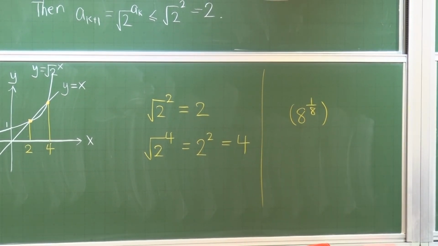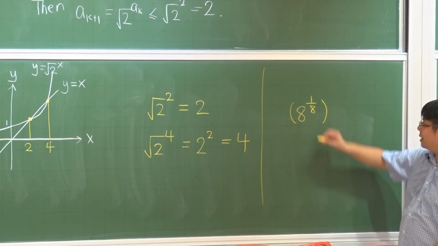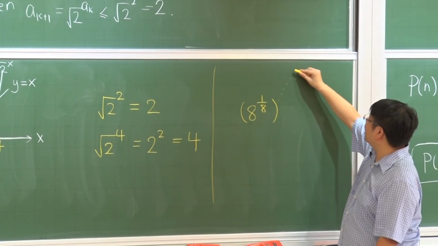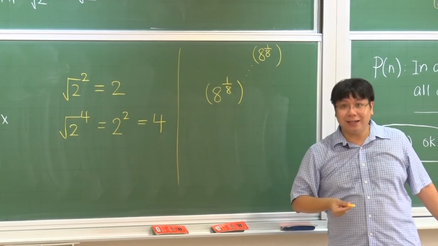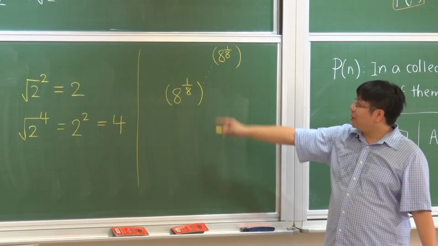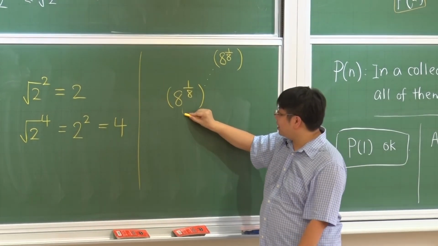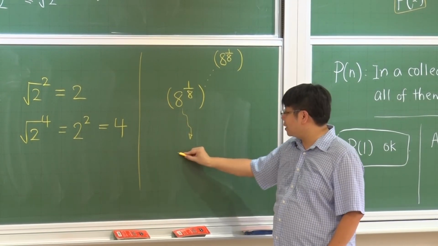Instead of 2 to the power 1 over 2, we have 8 to the power 1 over 8 as this number. And then A_k is like this, 8 to the power 1 over 8. Is that okay? Now, we can still use the same idea. This number itself is greater than 1.